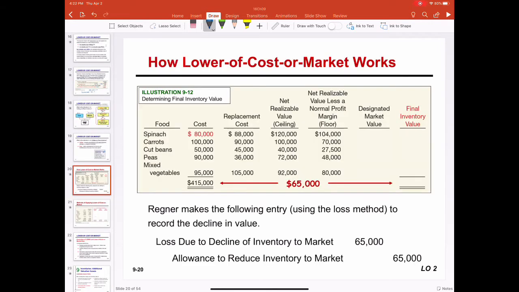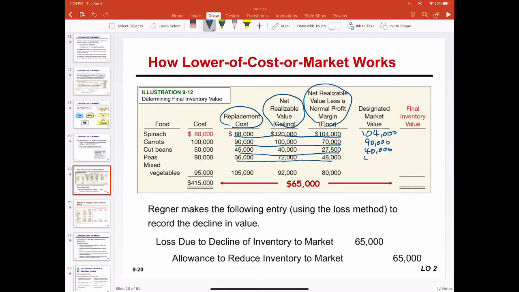Now, we use a similar example to the one in the prior section to illustrate the lower of cost or market. Different from the prior example, we have two more values. One is replacement cost, one is the floor. As I said, these three will determine the market value and we will pick the one in the middle. Of these three, 104,000 is in the middle, so we pick the floor because the replacement cost is out of the range. Next one is 90. This one we use 40. This one we use 48. Last one, mixed vegetable, we use 92.